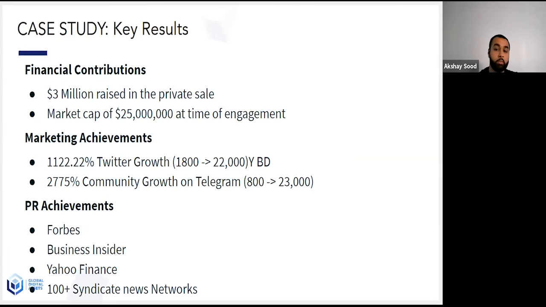Yeah, and they were able to raise $3 million in their private sale from various investors around the world. And then they had a market cap of around 25 mil at the time of engagement, and those are the numbers for the marketing that we were able to do. It was very, very successful, what we ended up doing for them, and now they have the CTO of CoinMarketCap and the likes working with them, refining the insurance model, and actually bringing that to market in the next couple of months.